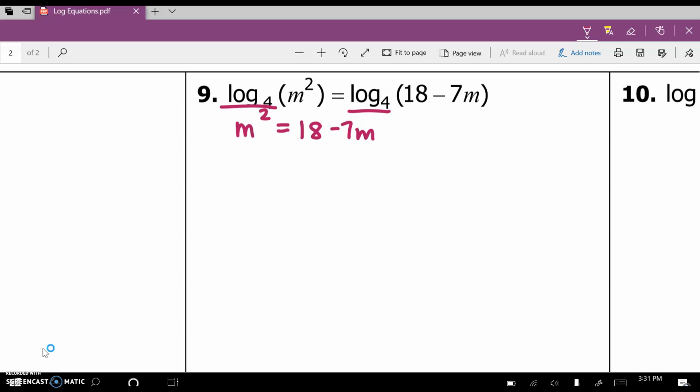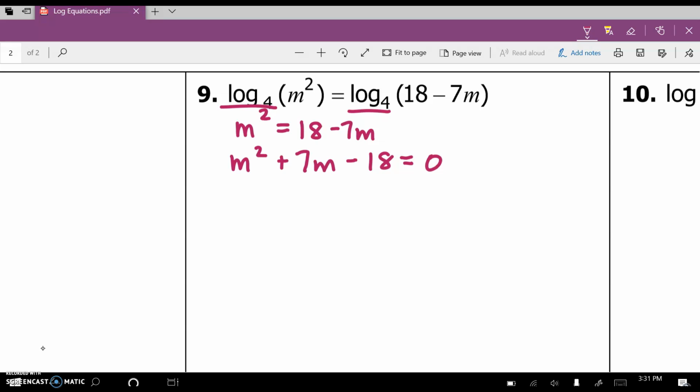Remember, anytime you have a quadratic, you're going to want everything on one side to kind of see where you are and see what you have. So I'm going to have m squared. I'm going to move this 7m to the other side, which means I would make it a positive. I'm going to move the 18 to the other side, which means that would become a negative. Alright, so now I have a trinomial, because it has 3 terms.